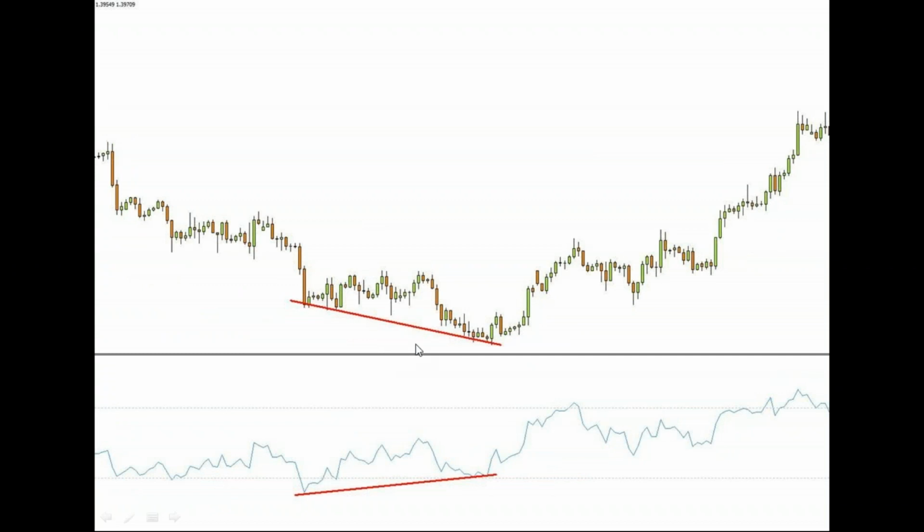Look at another example. A downtrend, and then we have the two bottoms, the first bottom and the second bottom, but on our RSI, it was rather going up. There's no time frame, guys. Any time frame works for these things.